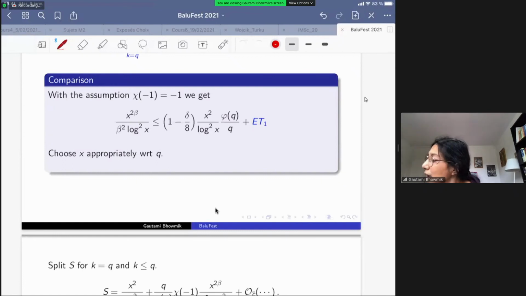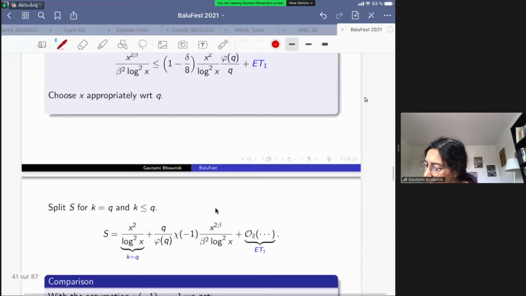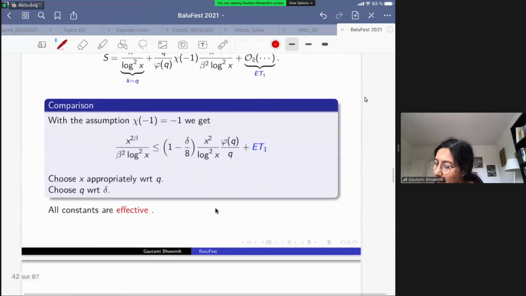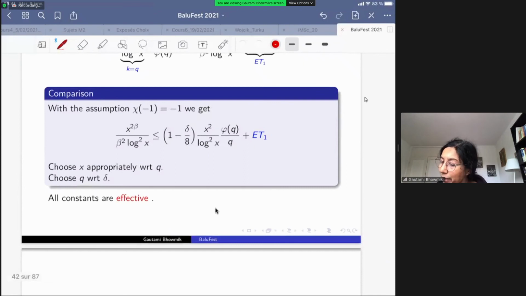Okay, so to keep everything going. Okay, and then as I said, you compare them, and you get the result. Okay, and I want to say that all of these constants are effective. Why are they effective? Because what we used is the prime number theorem for arithmetic progressions. So if you use the prime number theorem for arithmetic progressions, then you get your constants from there.